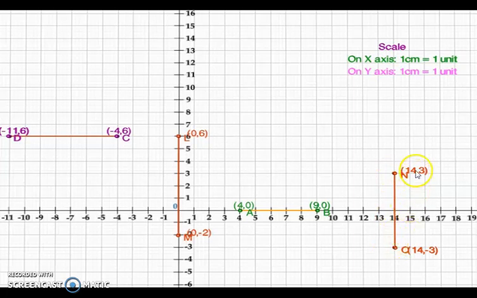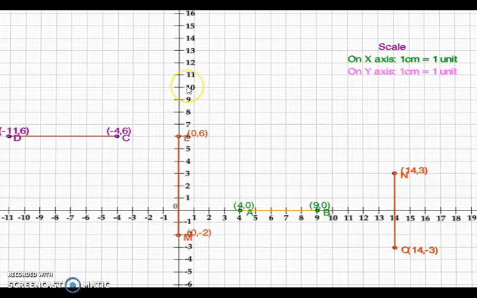Now just observe their ordered pairs. We have equal x coordinates in these 2 points and this is parallel to the y-axis. Now let us find the difference between their y coordinates: y2 minus y1, that is minus 3 minus of 3, which is equal to minus 6. As we have already discussed, distance cannot be negative, so it is the absolute value of minus 6, which is 6 units.